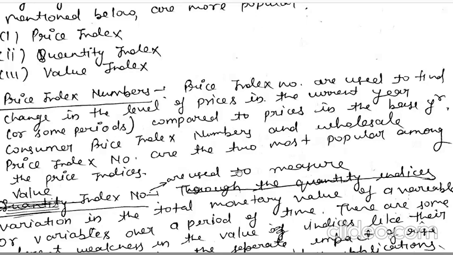Consumer price index numbers and wholesale price index numbers are the two most popular among the price indices. These are the two most popular price indices, right? That means for consumer price index and wholesale price index, prices can be increased or decreased, and that increasing or decreasing amount will be calculated by our price index number, right?